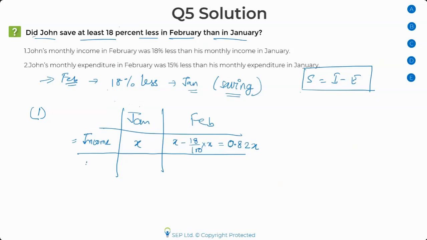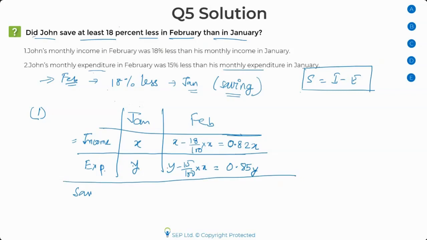Now notice statement two itself also won't be sufficient because now we are just talking about expenditure again. So in this case, I would say the monthly expenditure in February is 15% less. Now, don't make the mistake of taking this also as X. Expenditure is different from income. So if you want, you take this as Y, and you say that this is 15% less. Okay, so I hope this is clear.